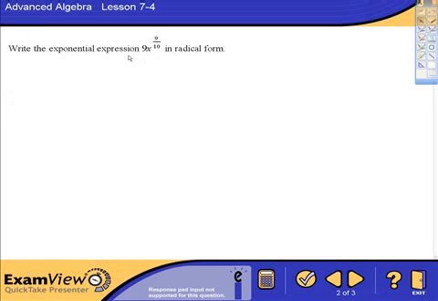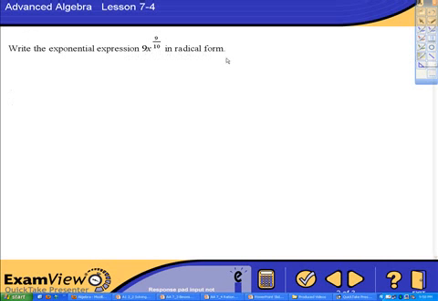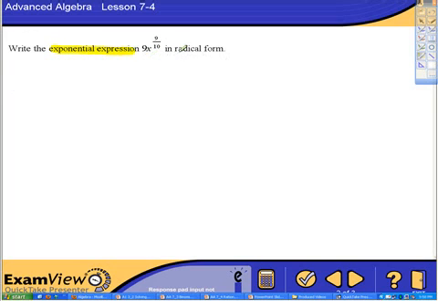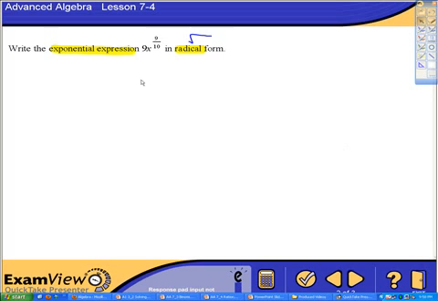Write the exponential expression 9x to the 9/10 in radical form. So we're switching from exponential form, which is what we're looking at here, to radical form. Remember, radical form, we need to see that radical symbol. Exponential form, we're going to see the exponents. So give that a shot.